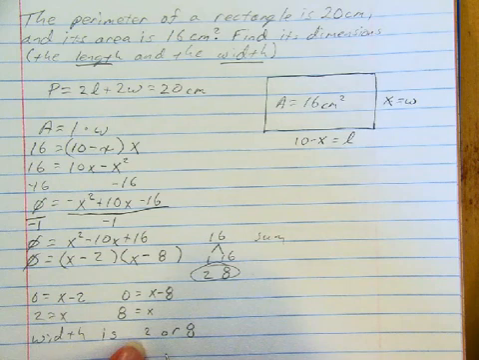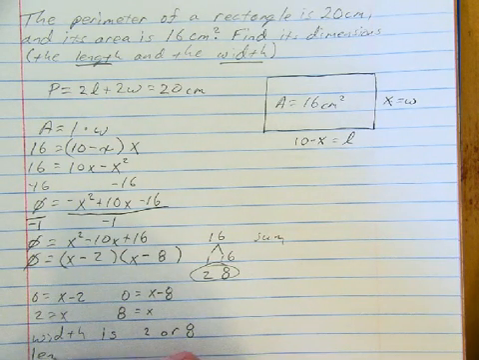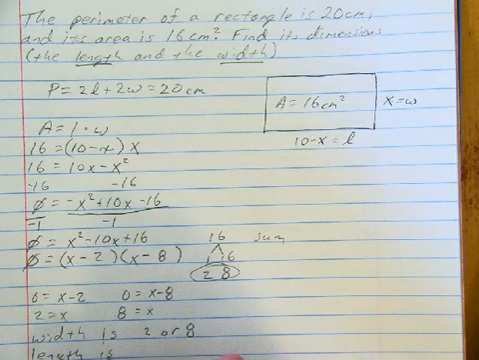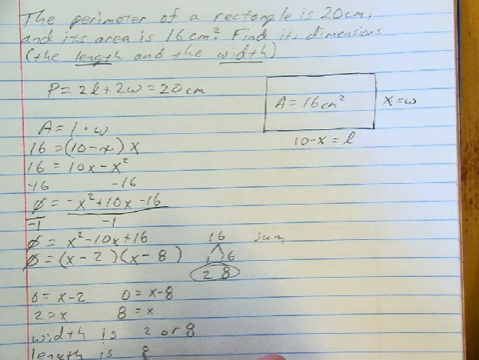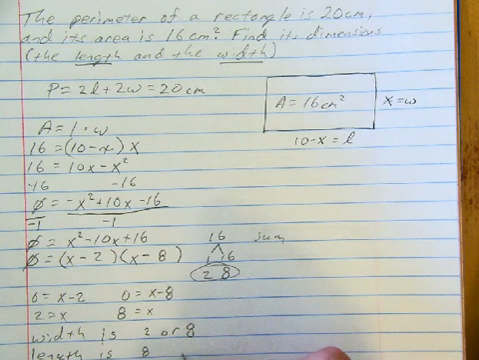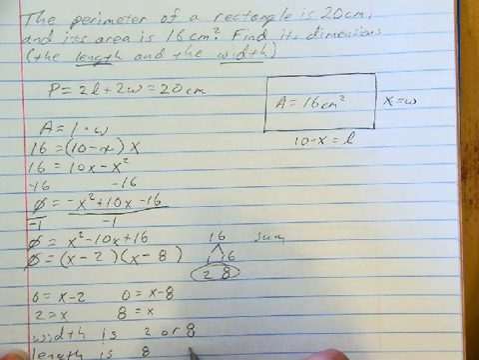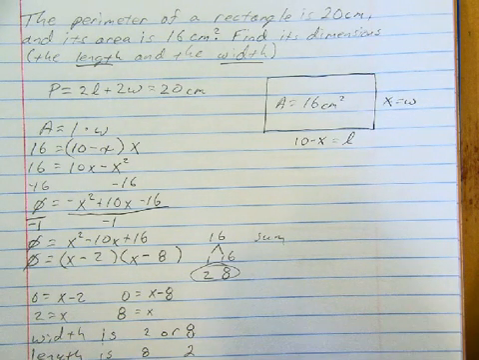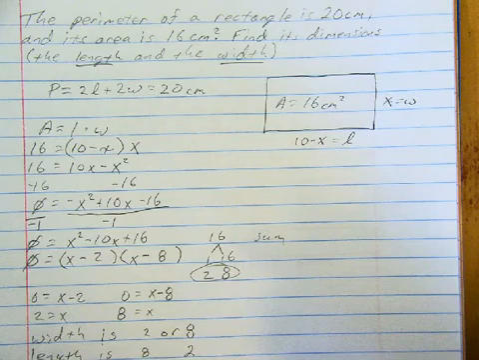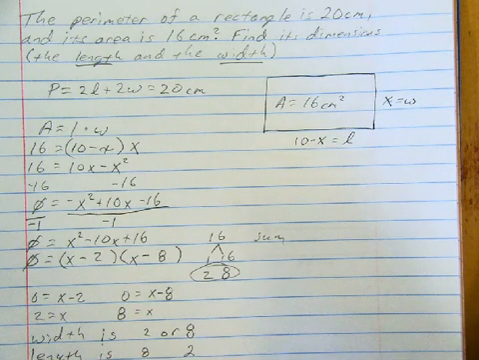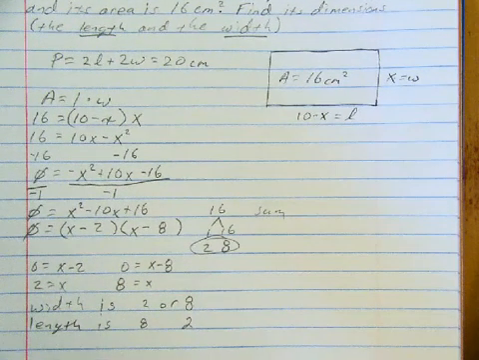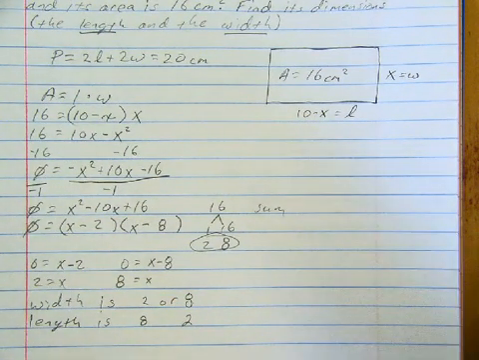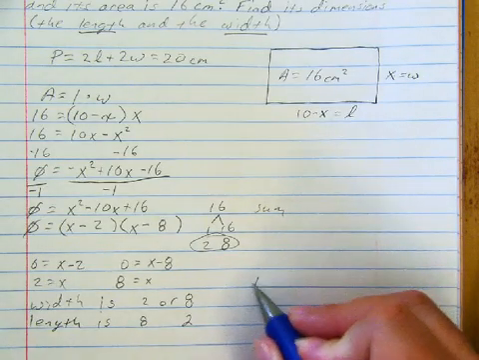Okay, if our width is 2, that means our length would be 8. If our width is 8, our length would be 2. Okay, so just something to keep in mind there. You'll notice the dimensions are essentially the same. It just depends on which one you're associating length with and which one you're associating the width with. So you can write that out any way you want.